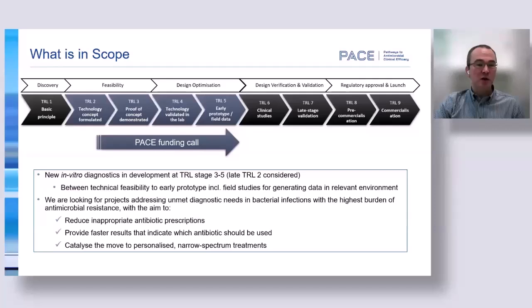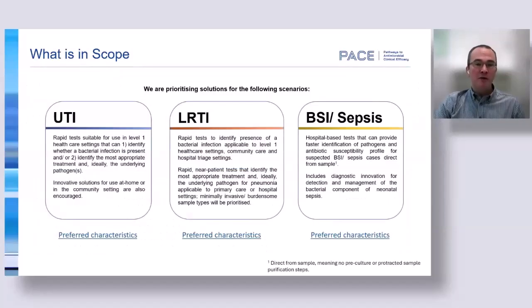We're looking for projects addressing unmet diagnostic needs in bacterial infections with the highest burden of antimicrobial resistance, with the aim to reduce inappropriate antibiotic prescriptions, provide faster results that indicate which antibiotics should be used, and catalyse the move to personalised narrow-spectrum treatments. For this call, we are prioritising projects that are developing diagnostic tests for indications of highest burden, and for which PACE is also supporting the development of novel antimicrobials. Indications in scope are urinary tract infections, lower respiratory tract infections, or bloodstream infections or sepsis.